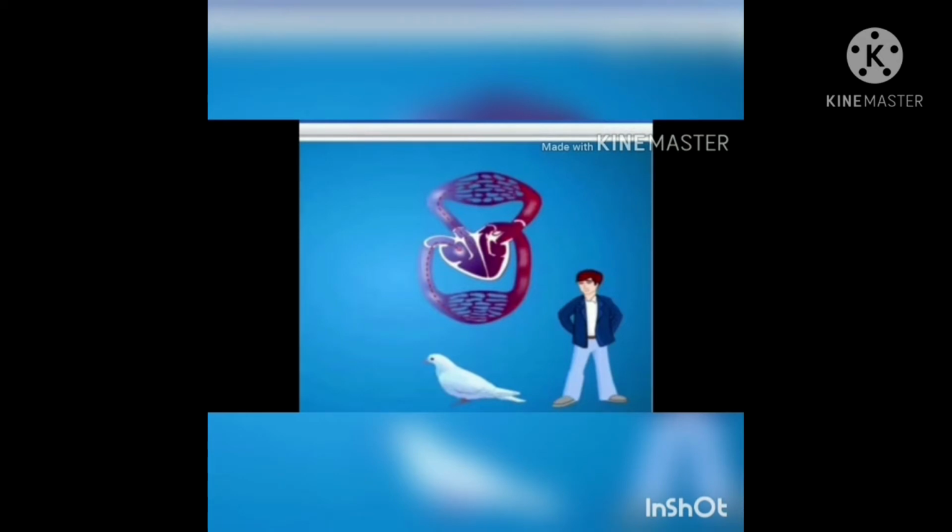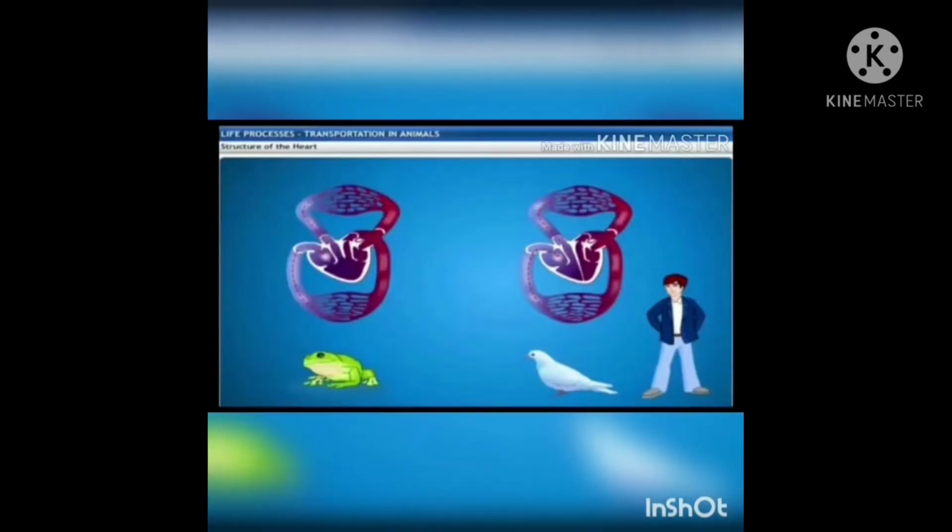Blood, before reaching our fingertip, enters into the heart twice. And it happens in other vertebrates also. And this is known as double circulation.